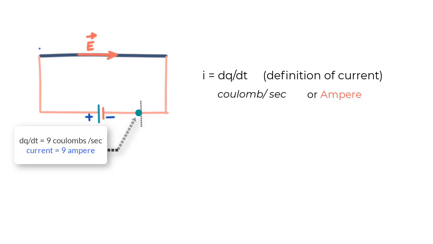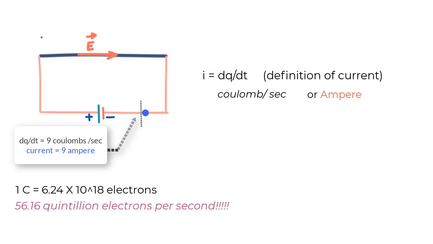Well, to stretch the explanation a little more, we can say that since 1 coulomb is equal to 6.24 into 10 to the power 18 electrons, the number of electrons that have passed through in 1 second here is 9 into 6.24 into 10 to the power 18. That is 56.16 quintillion electrons have passed this section in 1 second.